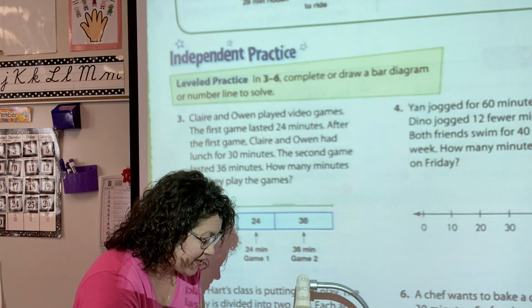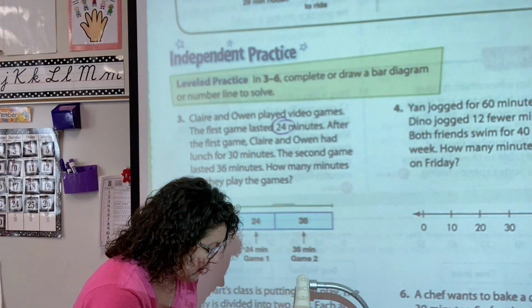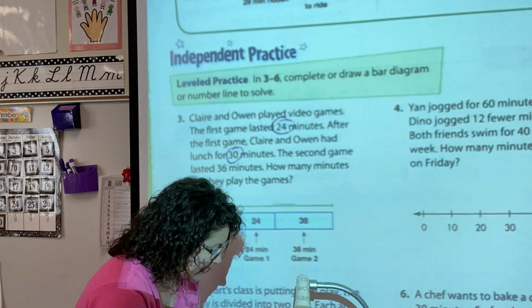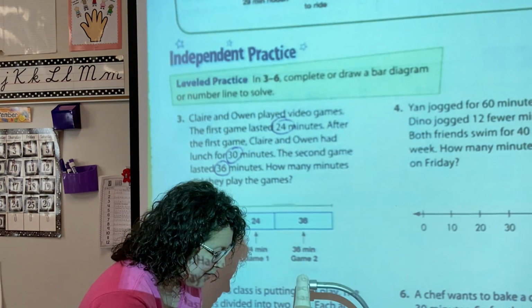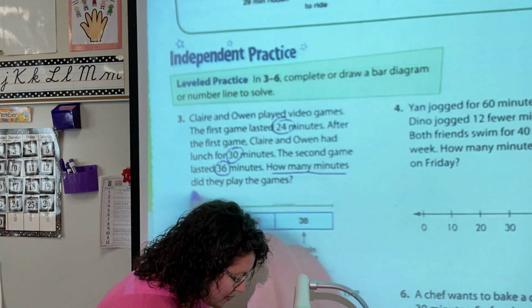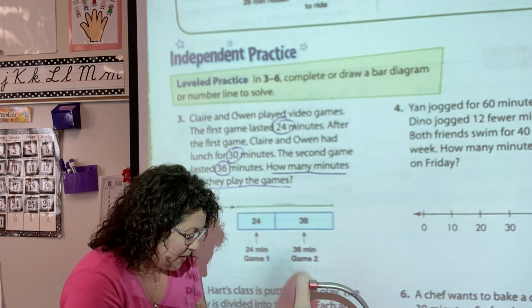The first game lasted 24 minutes. After the first game, Claire and Owen had lunch for 30 minutes. The second game lasted 36 minutes. How many minutes did they play the games?